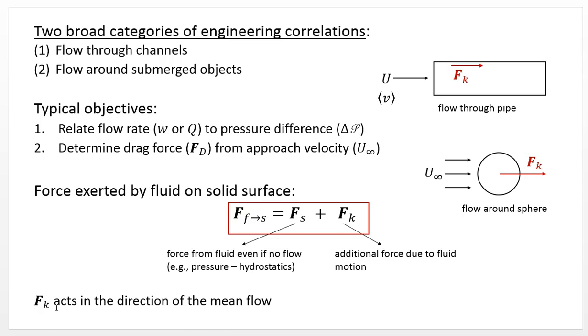Now it's important to note that F sub K acts in the direction of the mean flow. So for example, flow through the pipe flows from left to right. F sub K, the force the fluid exerts on the wall of the pipe, will then be from left to right in the direction of the fluid flow due to the frictional interactions, in other words, the shear stress of the fluid on the pipe walls. For flow around an object, F sub K is in the same direction as U infinity, the flow far upstream of the object. In this case, it's from left to right. So the force due to fluid motion on this object is from left to right. It tries to push the sphere to the right, as one would expect from basic intuition.